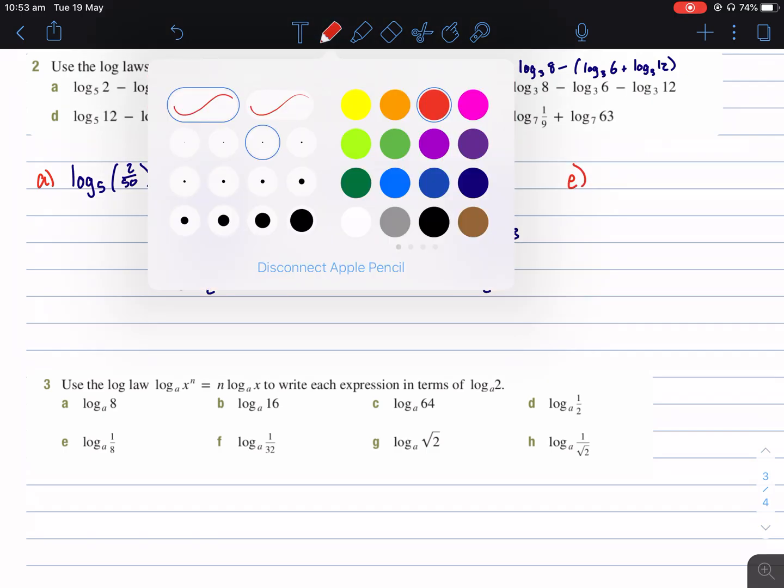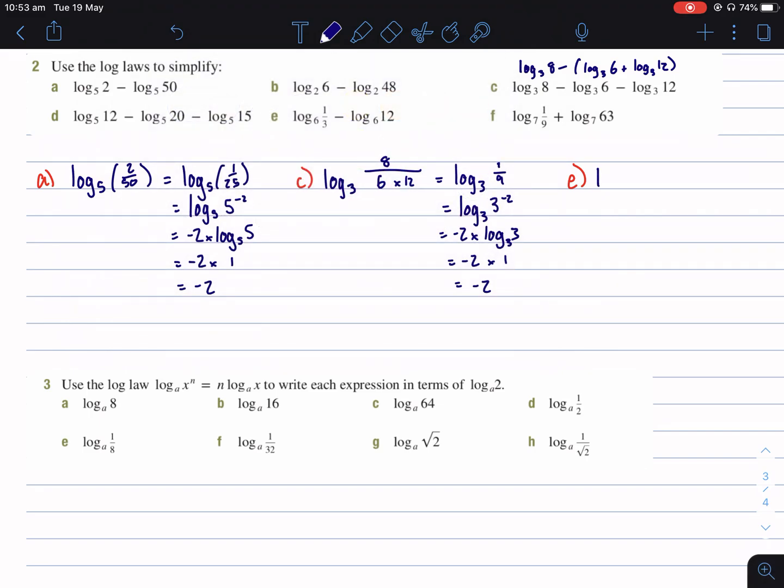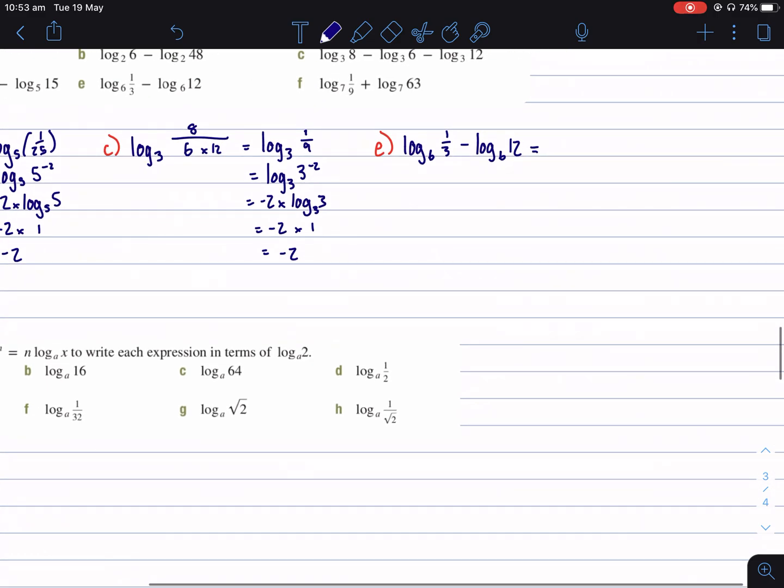Question E. We've got log base 6 of a third minus log base 6 of 12, which means we've got a third divided by 12, which means the 12 goes on the bottom with the 3. Because it's, oh, sorry, that's a lot all at once. Hang on, we've got a third divided by 12, yeah?